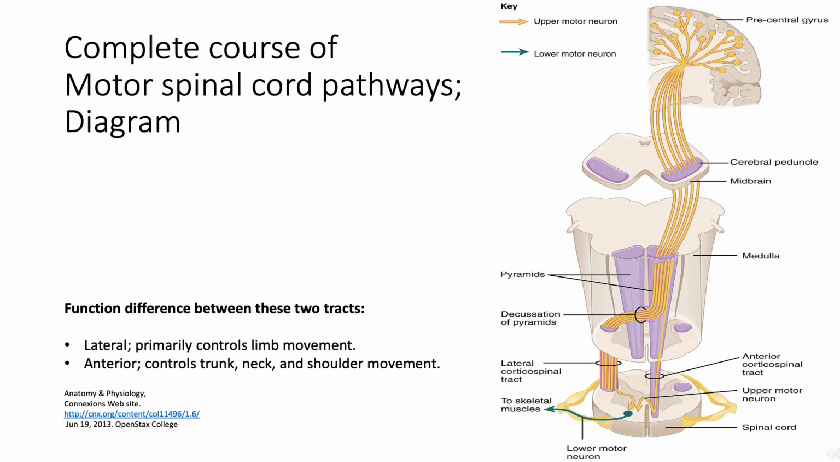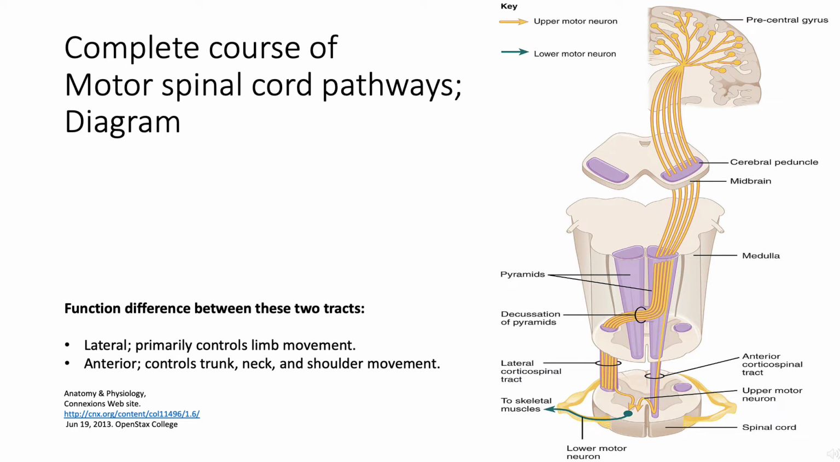However, we have two anterior corticospinal tracts, the left anterior corticospinal tract and the right anterior corticospinal tract, and neurons that are found in the right anterior corticospinal tract are coming from the right precentral gyrus, while the neurons found in the left anterior corticospinal tract are coming from the left precentral gyrus. So this is the anatomical difference.